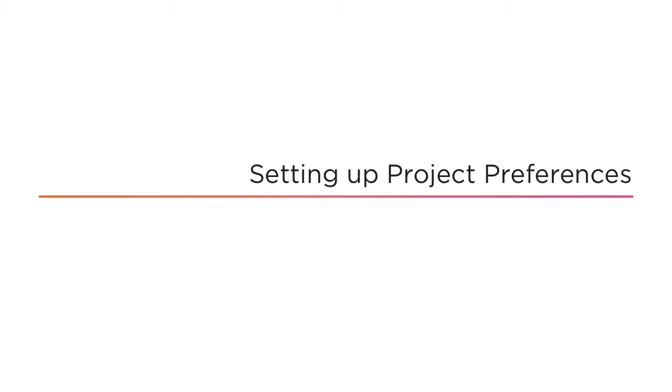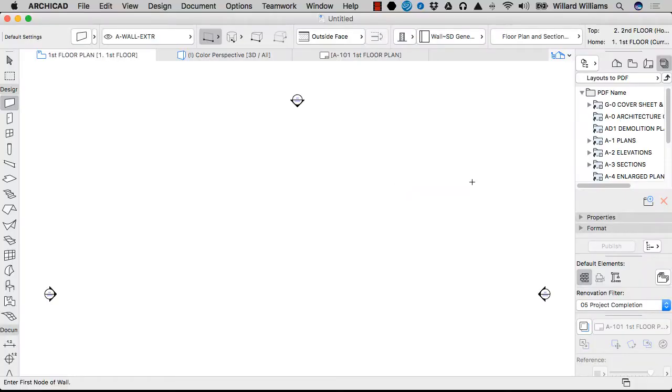In the last lesson, we covered the work environment. Hopefully you've set that up so that you're comfortable with everything that you see on the screen, and you have your shortcuts printed out next to you and are going through them as you progress through your Archicad learning experience. But in this lesson, we're going to cover the project preferences.